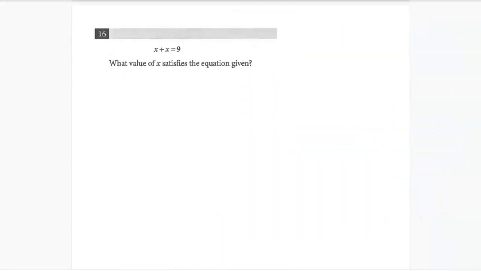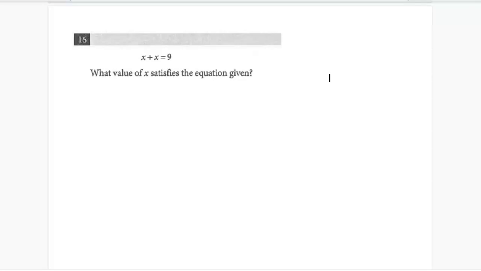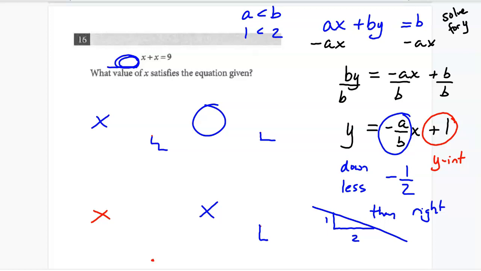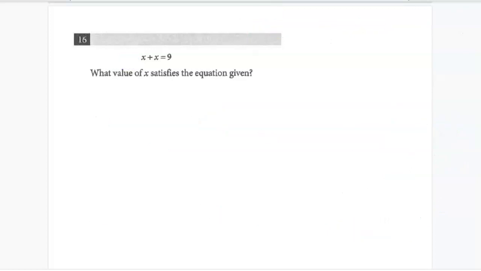All right, number 16. I'll blow this back up a little bit since there's not a whole lot on this one. So what value of x satisfies the equation above? This one is going to be over before it even starts. This is just solving an equation. Combine like terms. 2x equals 9. Divide both sides by 2.